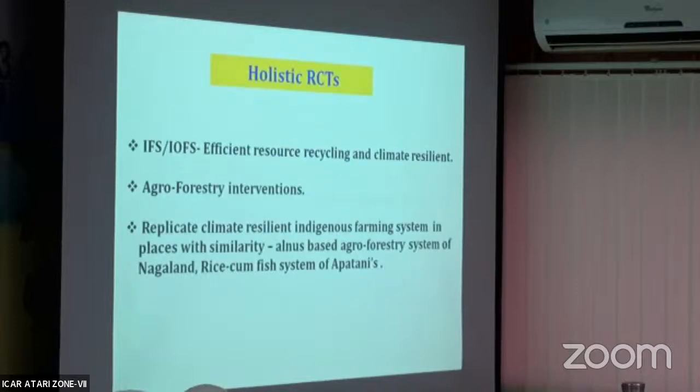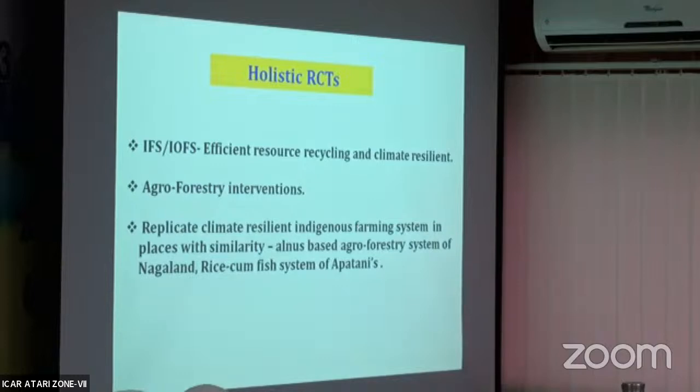Then the holistic approach, that is IFS in our case. Everyone already knows its role: efficient resource recycling inside the system. These are all climate resilient because different components are there. If one component fails, another component will give some income to the farmers. So it is climate resilient.